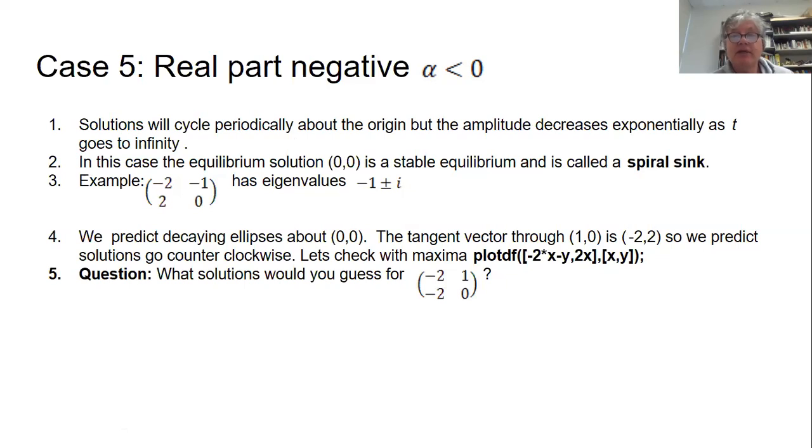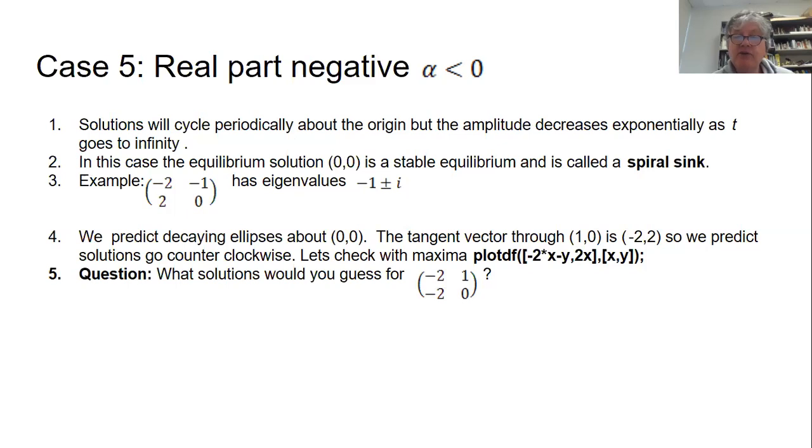So, new terminology here. So for example, we have the matrix minus 2, minus 1, 2, 0. It has eigenvalues minus 1 plus or minus i. So the real part is minus 1, so we're multiplying by that exponential e to the minus t, and the imaginary part is i, so we've got sines and cosines. So we're going to predict some kind of decaying ellipse about the origin.